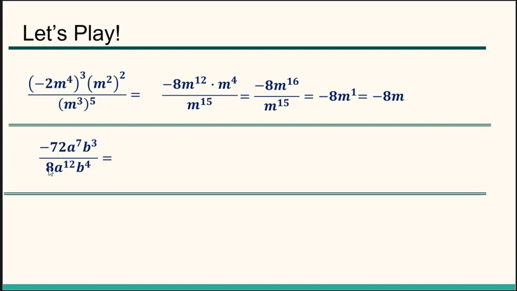Negative 72 over 8, that's going to be negative 9. So I'm going to have negative 9, a to the 7 minus 12, b to the 3 minus 4. That's going to give me negative 9, a to the negative 5, b to the minus 1. We can't write our exponents as negative, so we need to just put them where they belong. This will yield negative 9 over a to the 5th, b to the 1st, and I don't write that one.